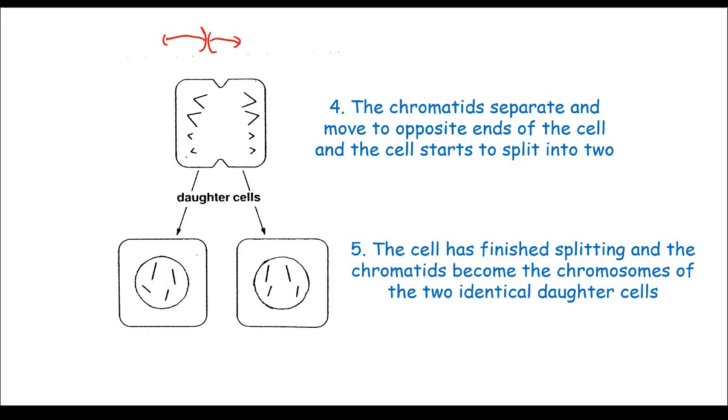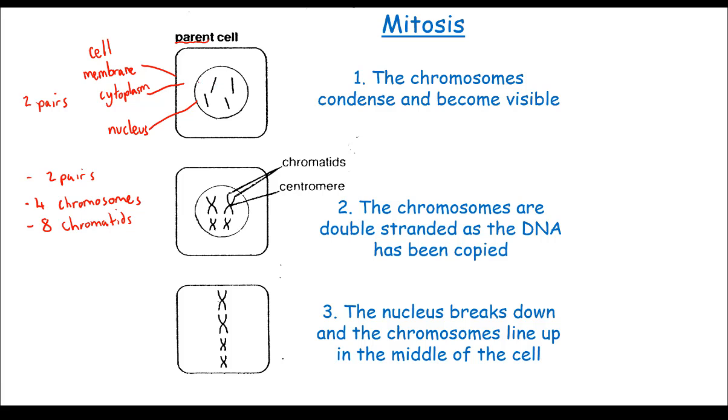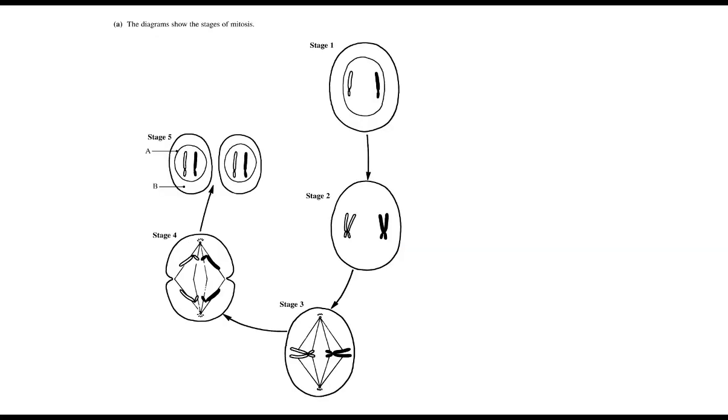The cells finish splitting, the nucleus has reformed, and the chromatids are now just known as chromosomes again, because the information that is on these cells is exactly the same that was in the parent cell initially. So we just call them chromosomes now. Because these daughter cells have exactly the same information as the parent cell, we can pretty much say that they are clones.